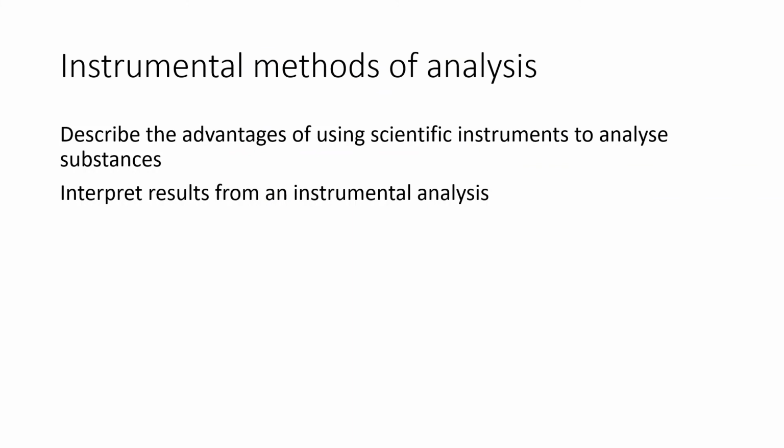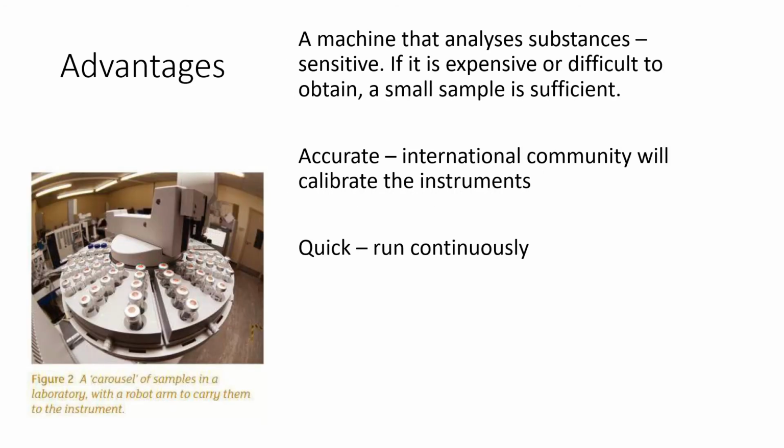Right, let's quickly talk about the instrumental methods of analysis. Describe the advantages of using scientific instruments to analyze substances, and interpret results from an instrumental analysis. So what are the advantages? Well, if you have a machine, a computer that can do algorithms very quickly, you can say it is accurate because around the world they will calibrate these instruments. So there will be an international community. Again, it is very quick, and because you can turn it on and turn it off, you can run continuously if you want to. And because a machine is designed to analyze substances, it can be sensitive.